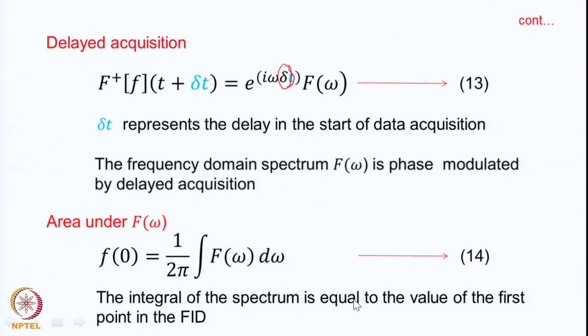The integral of the spectrum is therefore equal to the value of the first point in the FID. The FID, as you remember, is going like this. The first point in the FID is your f of 0, and that value is equal to the total integral of the frequency domain spectrum. This is an important implication, again for various purposes.